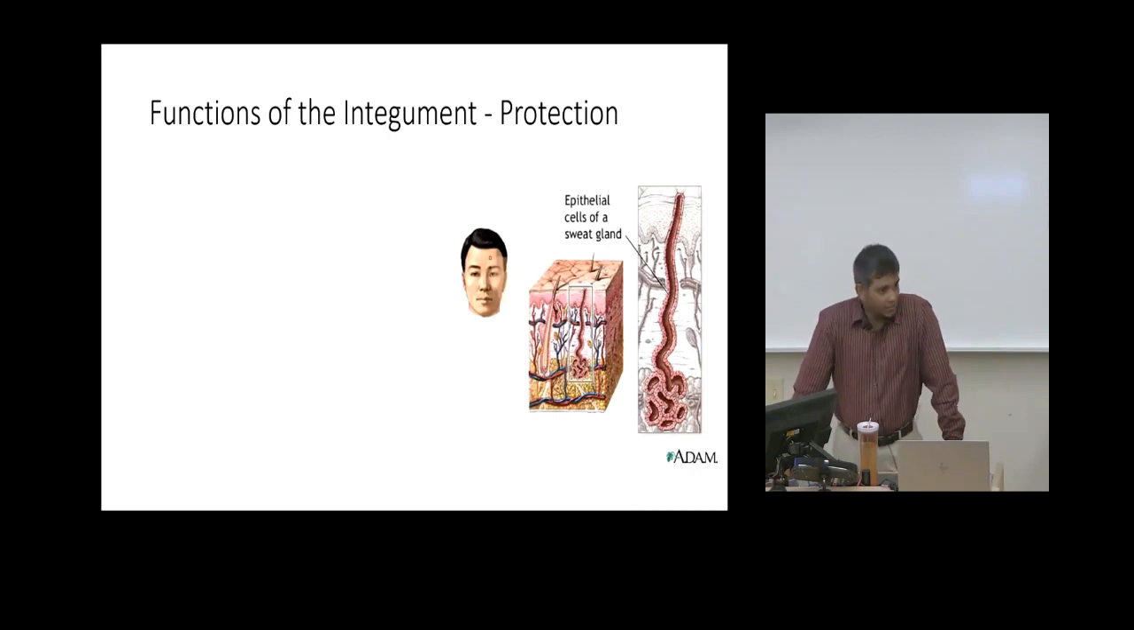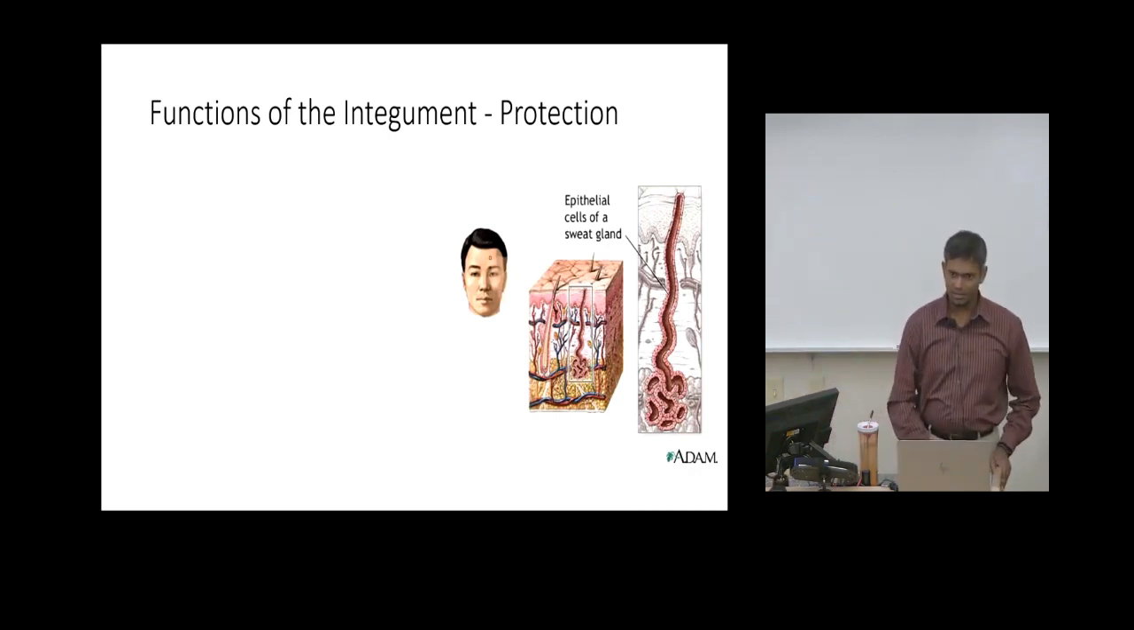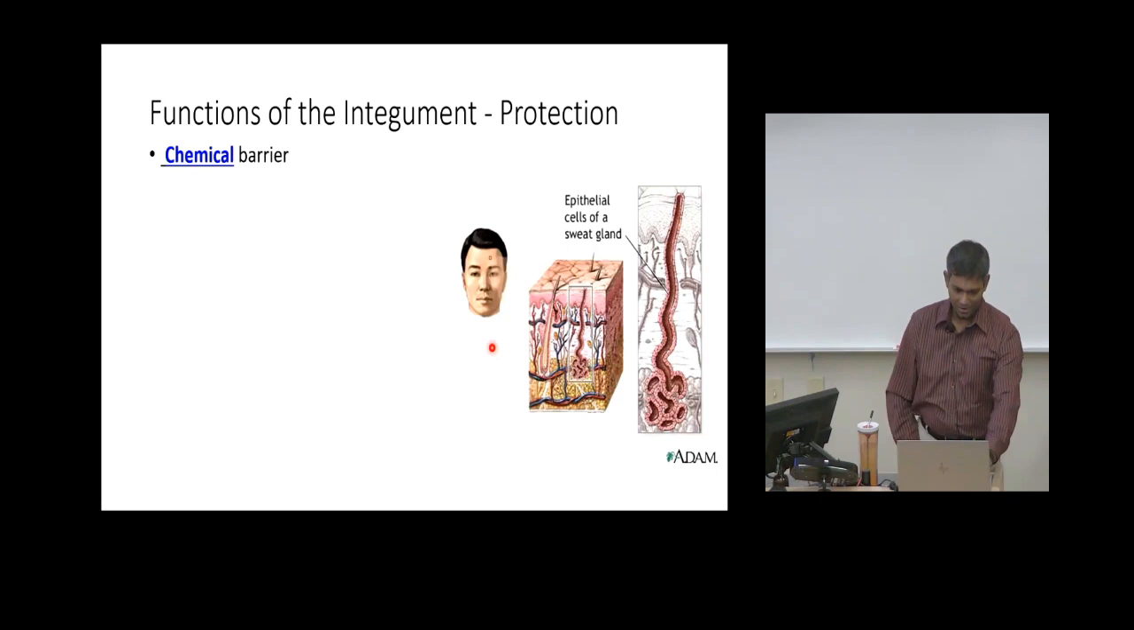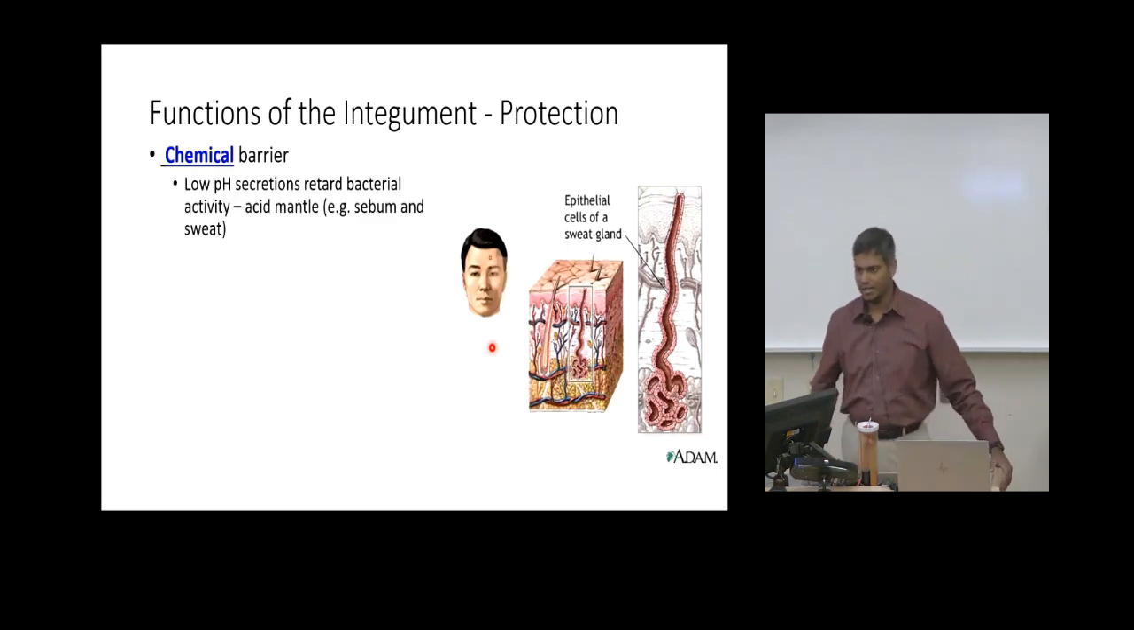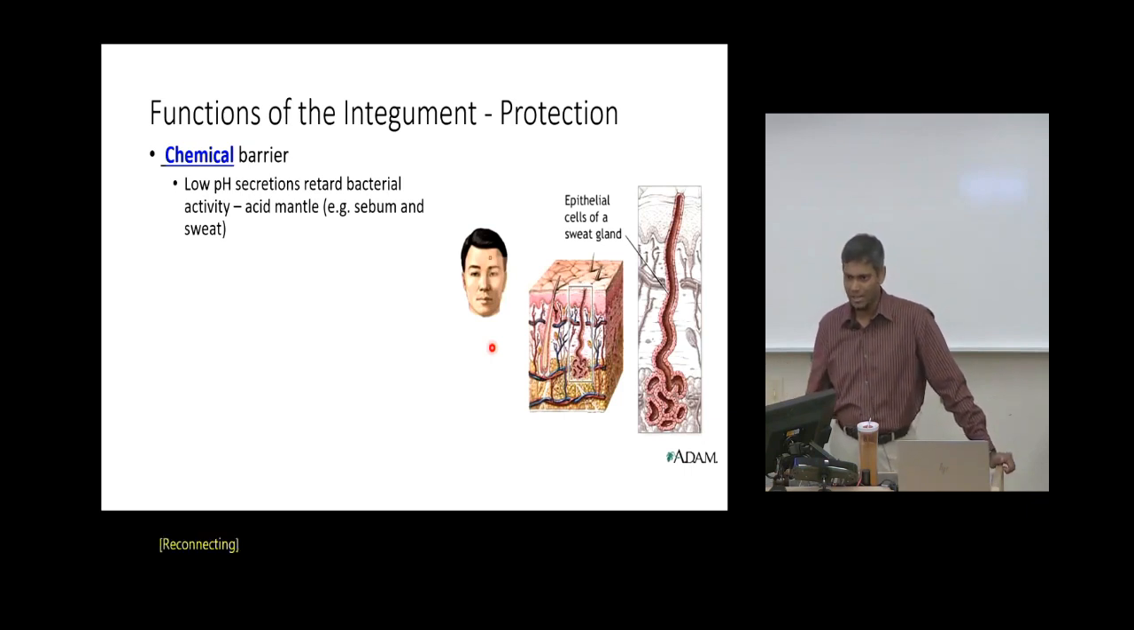So there are many functions of the integumentary system, and the first one is protection. And there are three ways in which the skin can protect us. Firstly, it can act as a chemical barrier because the sweat and the sebum, which is produced by the sebaceous glands, they can form an acid mantle, and that means it has a low pH, and that low pH can have antibacterial effects. So this is the first type of chemical barrier.